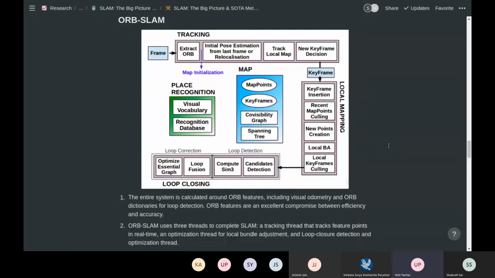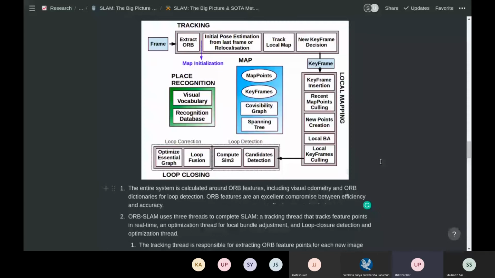And once you calculate ORB features to do visual odometry, those ORB features you can also use to query against the database images. So everything is comprised of ORB features. And ORB features are quite accurate compared to, say, a simple Harris detector. But at the same time, they are not as computationally expensive as SIFT and SURF algorithms. The second salient feature of ORB SLAM is that it divides the whole pipeline into three major components.